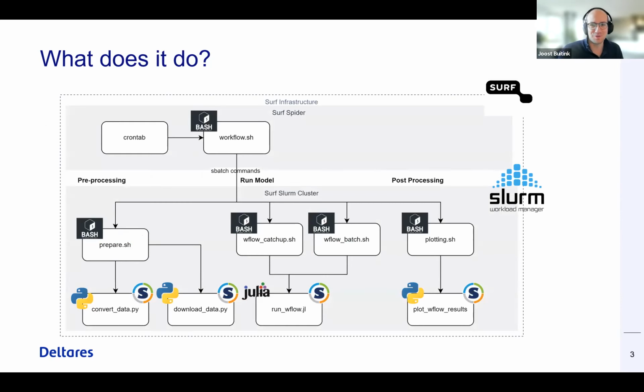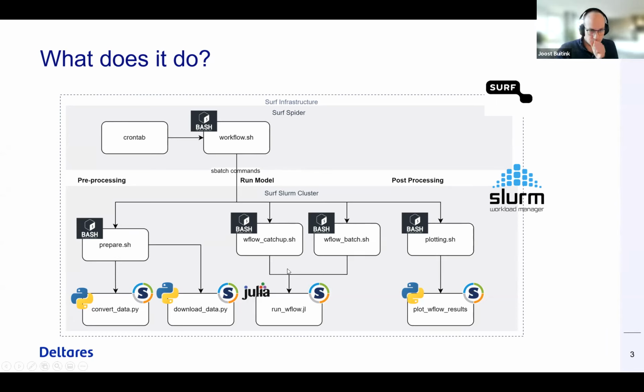So just a visual overview of what our workflow looks like. I will not go into all the details, but so you have a bit of an idea of what we're doing. Our workflow essentially consists of three steps. We have a pre-processing step, a run model step, and a post-processing step. The pre-processing step takes care of downloading the data that we need and converting it into the input that the hydrological model needs. The data that we're downloading is ERA5 and CS5. We'll come back to that later as well. And we're downloading that from the Copernicus data store.